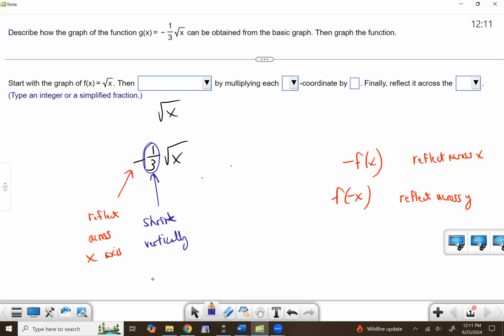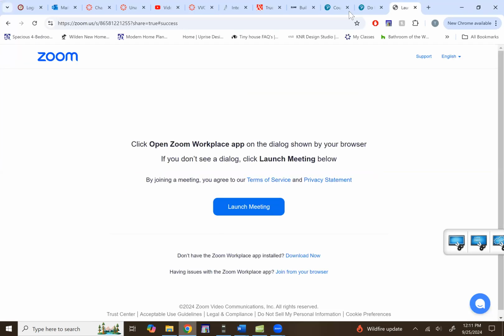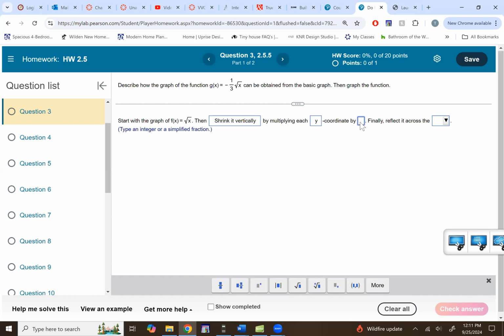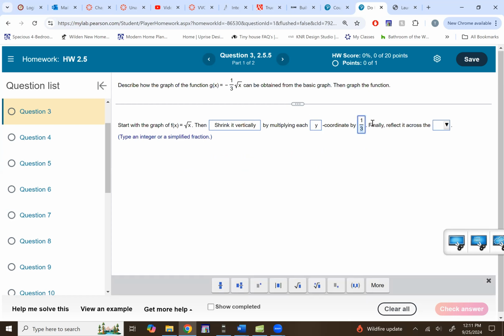Okay. So let's go in here and see what we need to pick on MyLab Math. So then we said it's going to shrink it vertically by multiplying each, well, the y goes vertically, right? So we're going to multiply each y coordinate by 1/3. So it's going to shrink it. And then finally, we're going to reflect it across the x-axis.